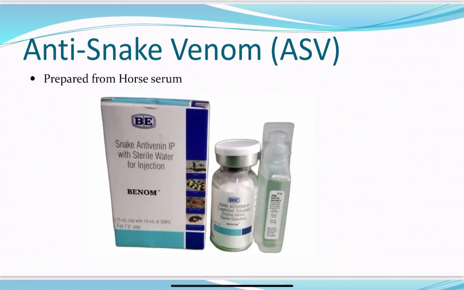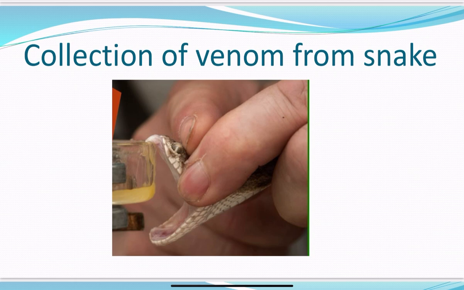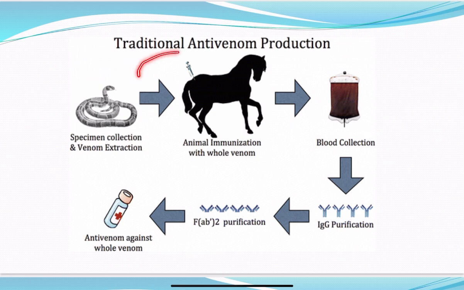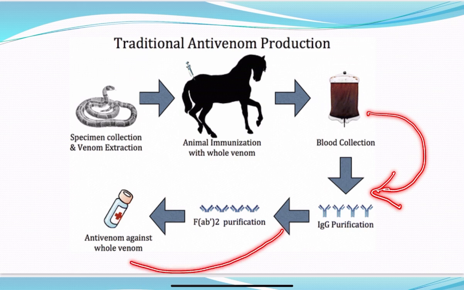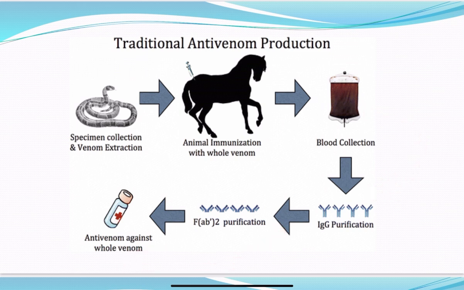Now let's talk about anti-snake venom. It is prepared from horse serum. So in this picture you can see anti-snake venom. This vial contains the powder form of anti-snake venom, and here is the sterile water for injection, which is then mixed with this powder to form a solution. And this is how they collect the venoms from the snakes. The collected venoms are then injected into the horses, and from the horse the blood is collected, and from the blood the antibodies against the snake venom are segregated, and then antivenoms are made from these antibodies.